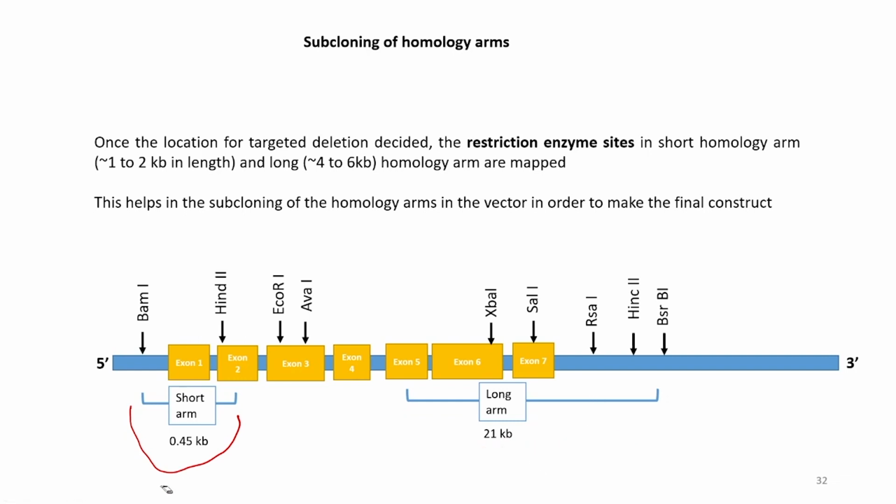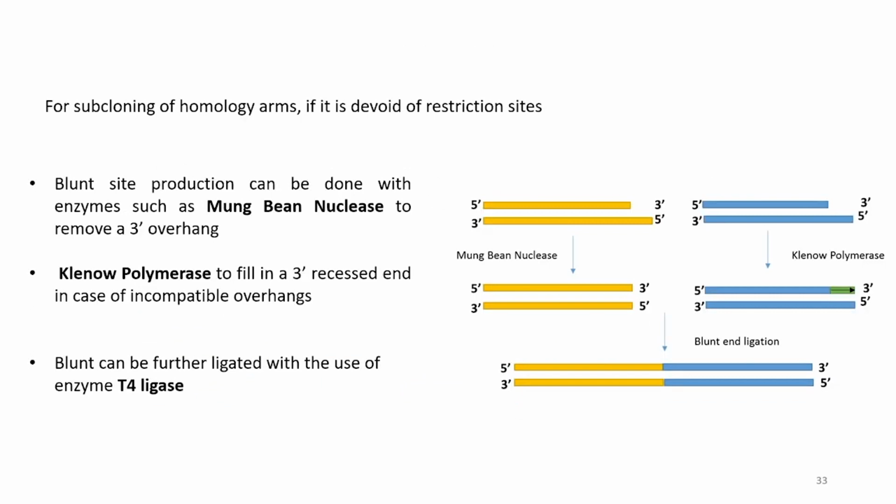21 kb over here, and you can see the various exons 1, 2, 3, 4, 5, 6, 7 in a contiguous way, and then you have the map of the various restriction sites in this genomic layout.